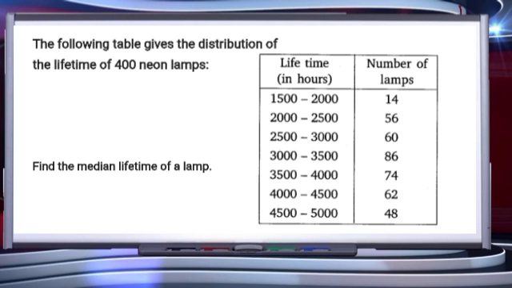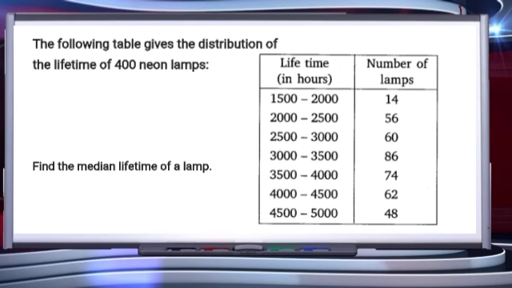The following table gives the distribution of lifetime of 400 neon lamps. So data given here is from 1500 to 2000, from 2000 to 2500, 2500 to 3000 and so on. And the corresponding number of lamps are given as 14, 56, 60, 86, 74, 62, 48 and so on. Next they are asking to find the median lifetime of a lamp.